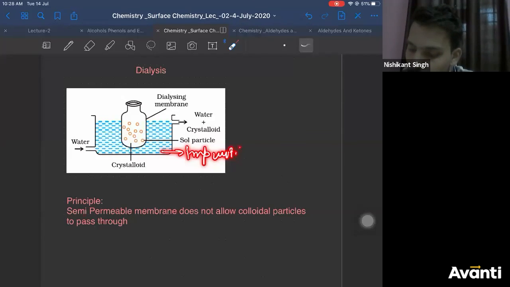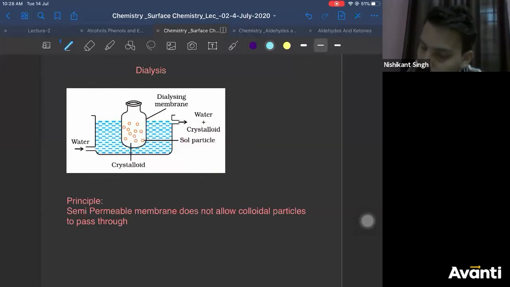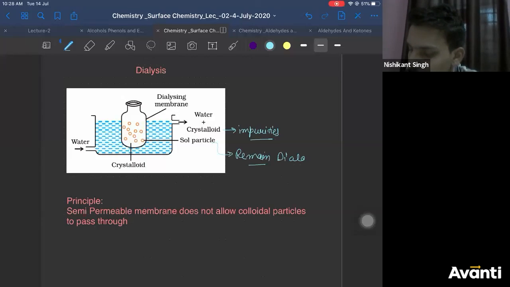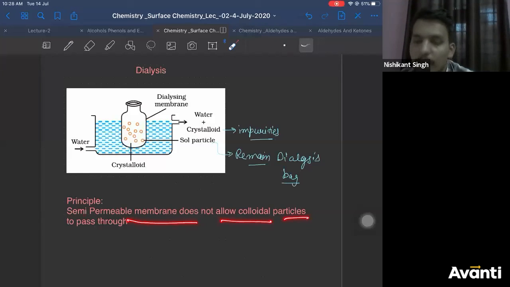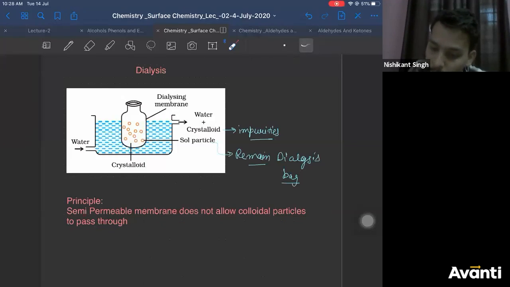You can say impurities are also known as crystalloids. So impurities will move out and the sol particles remain in the dialysis bag. Right? This is how it works. So the principle is, the semi-permeable membrane does not allow the colloidal particles to pass through.